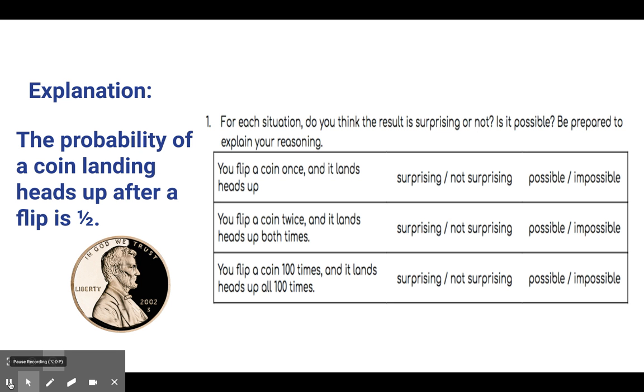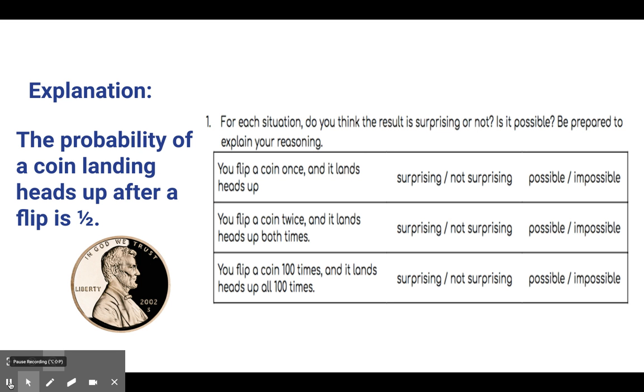And then for letter choice C, where it says you flip a coin 100 times and it lands heads up all 100 times, it is very surprising, in my opinion. So this one would be very surprising, and we suspect that the coin is not fair. However, it is possible. So this would be surprising, but it is possible.